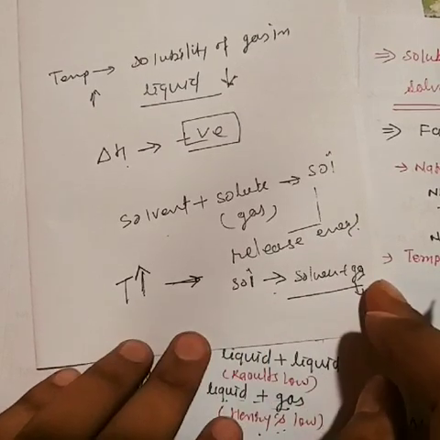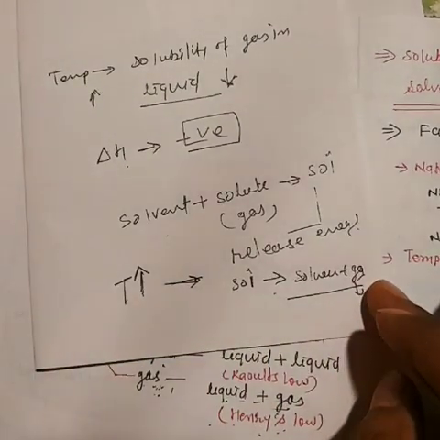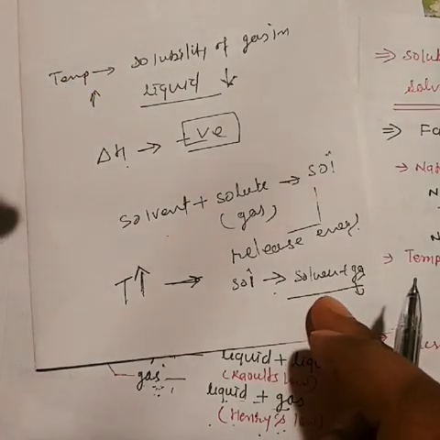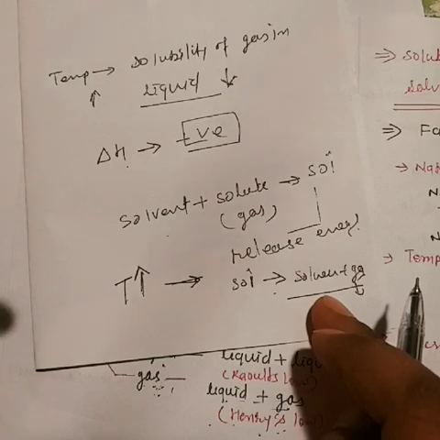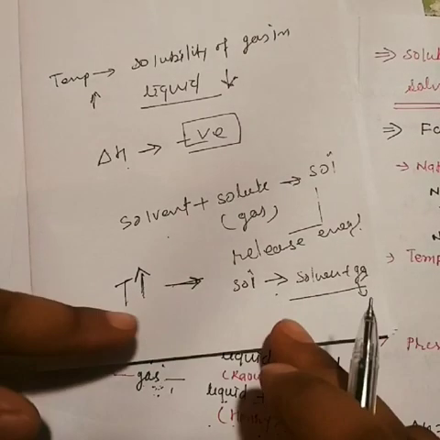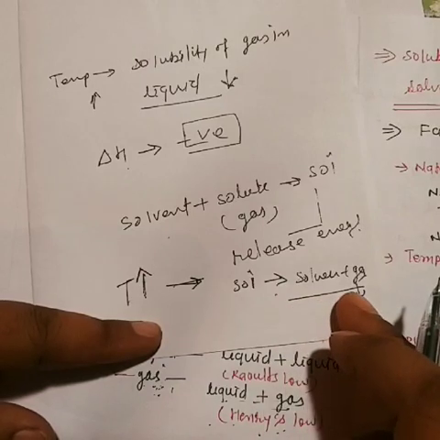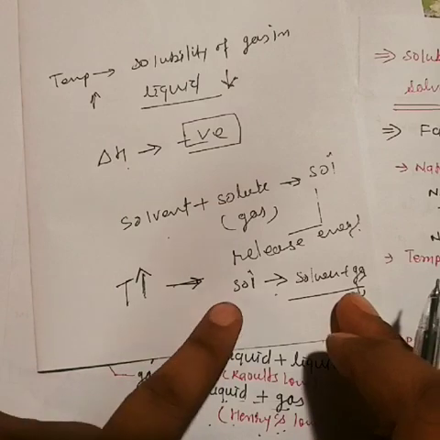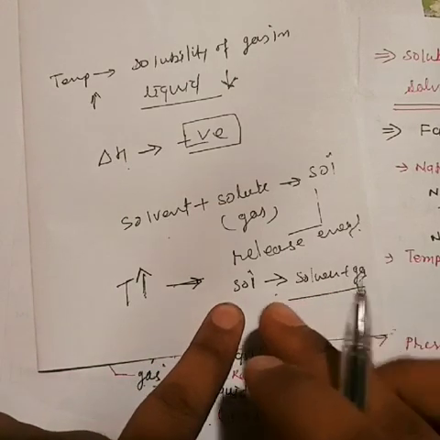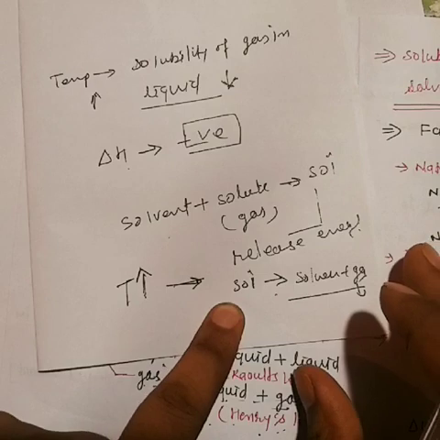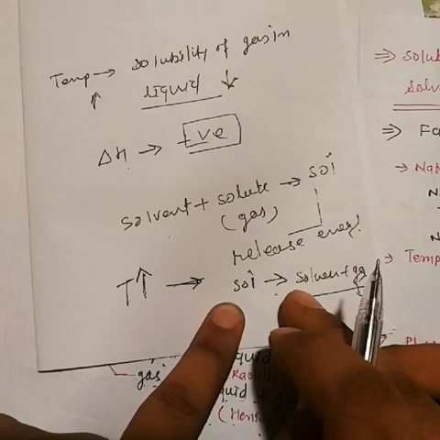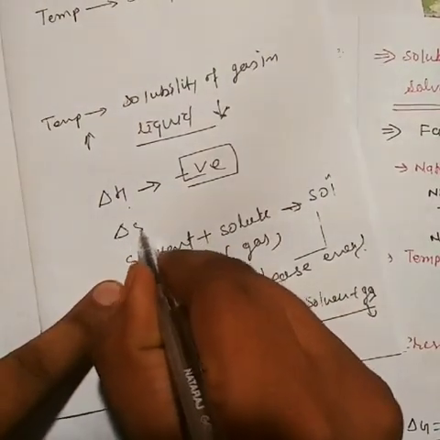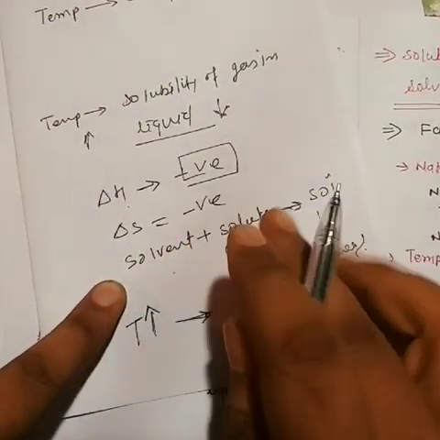Now what is the minimum criteria? How to dissolve gas in liquid? Whenever we raise the temperature, the solution will separate out solvent or gases. That means if we raise the temperature, the solution separates into its components, due to which it also loses its freedom. That means delta H as well as delta S is negative.